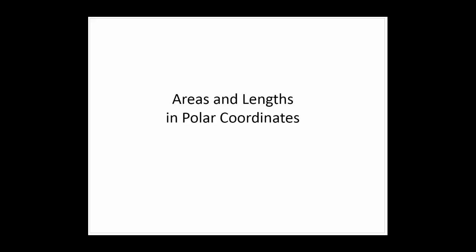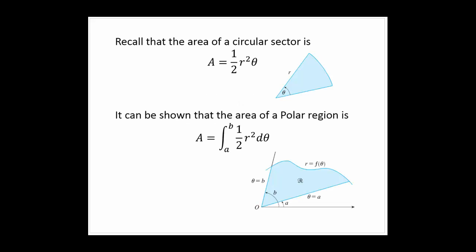Areas and lengths in polar coordinates. You'll hopefully recall from either geometry or trigonometry course that the area of a circular sector is defined as area is equal to 1/2 r squared theta.